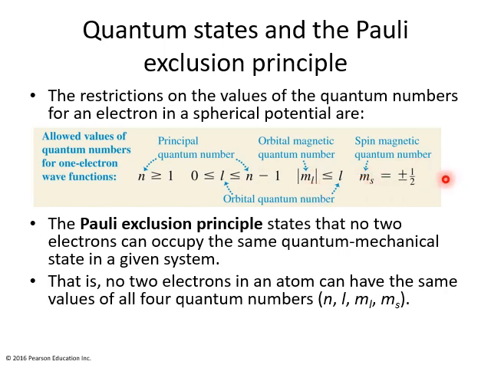And then we have the spin magnetic quantum number. So we have 4 quantum numbers. And we previously learned that the Pauli exclusion principle states that no 2 electrons can occupy the same quantum mechanical state in a given system. That state includes the spin, so we can have 2 electrons in any given space state characterized by n, l, and m sub l.